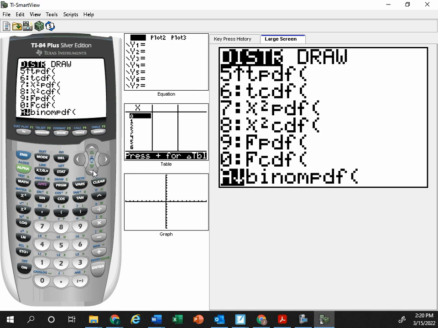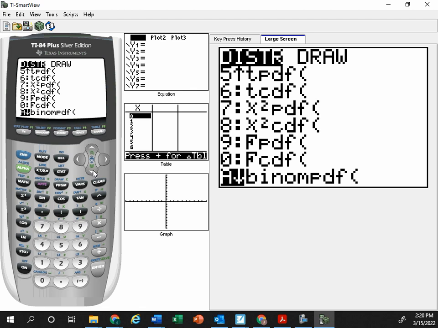So guys, it's in the distribution menu, so second bars, that's where all your PDF and CDFs are. And then binom PDF for me, it's way down there. It's choice A for me. I don't know what it is on your calculator exactly.